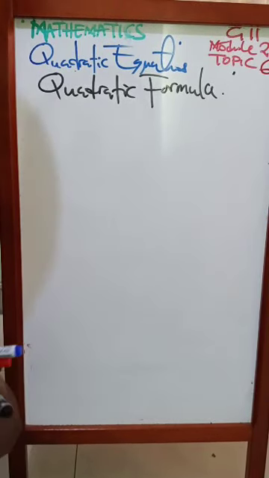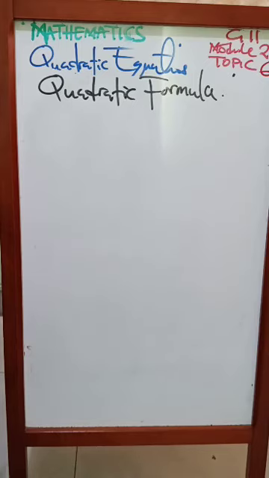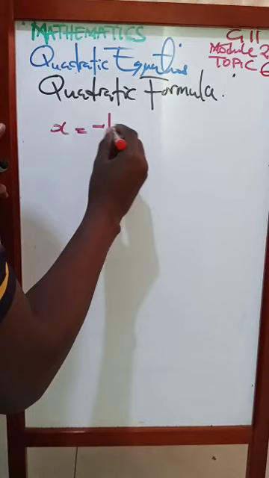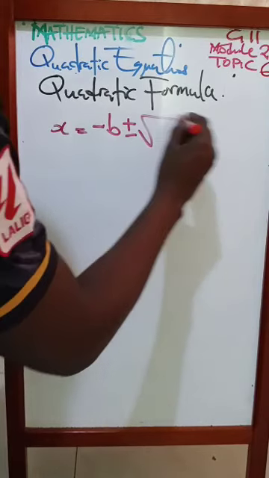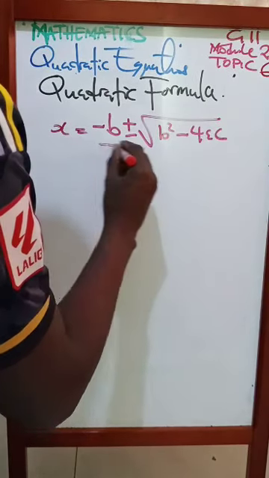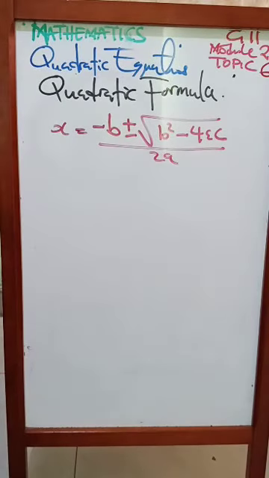So this is just a continuation of the lesson on quadratic equations. This time around, we are considering the quadratic formula. The quadratic formula is x is equal to negative b plus or minus the square root of b squared minus 4ac, everything divided by 2a. So that is the quadratic formula.